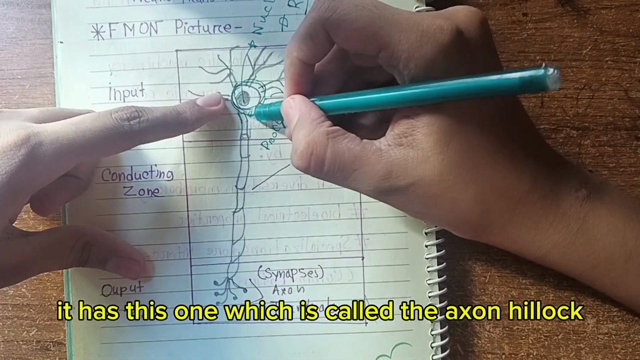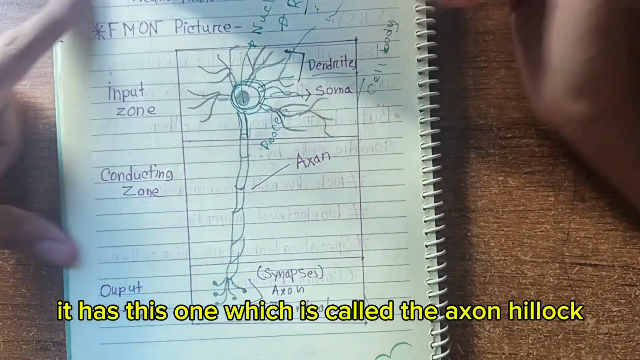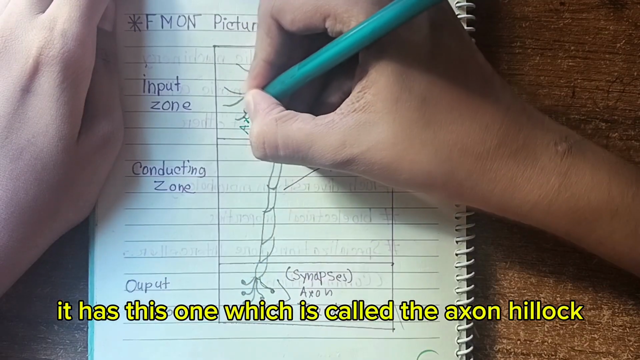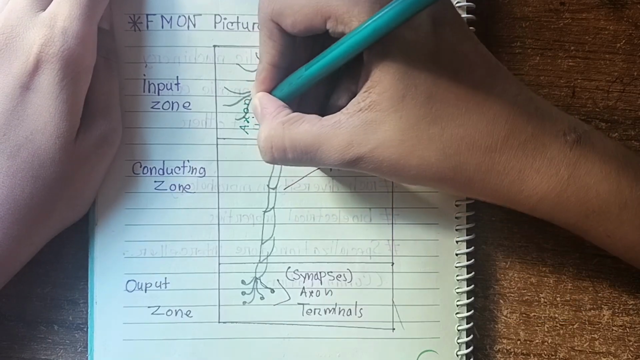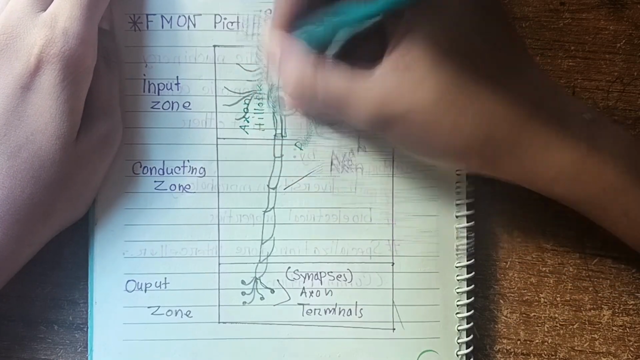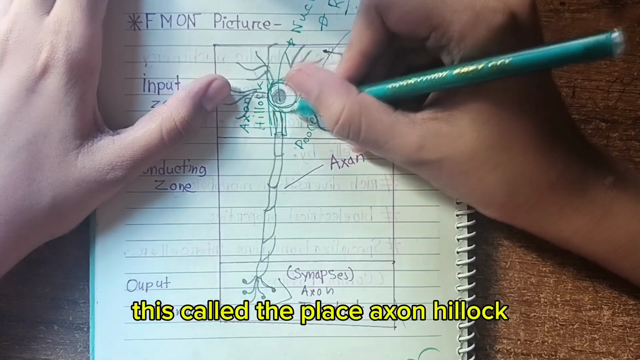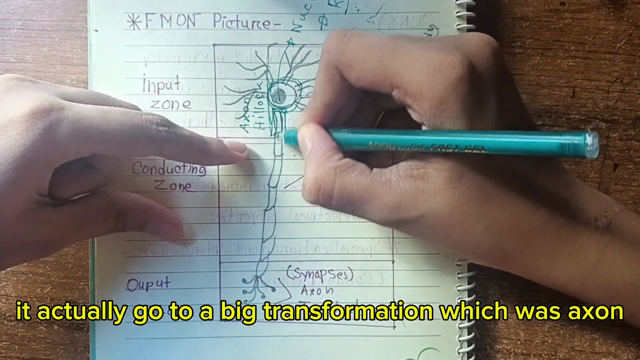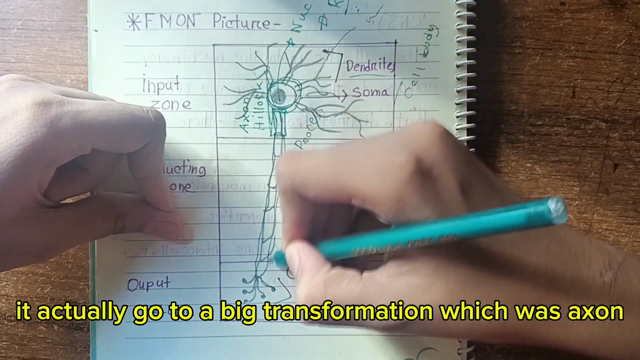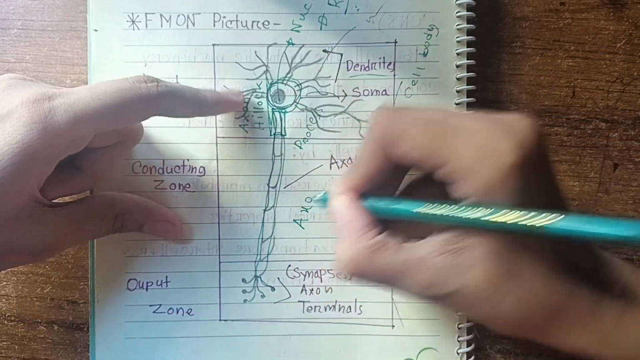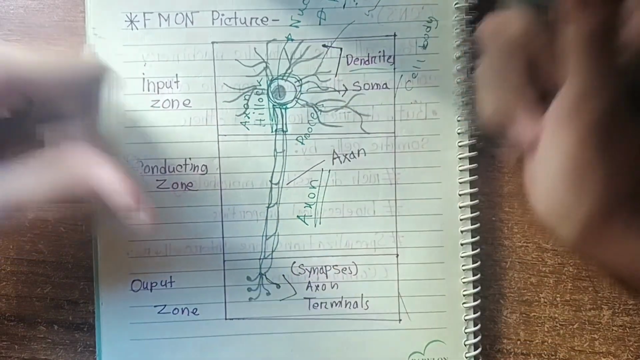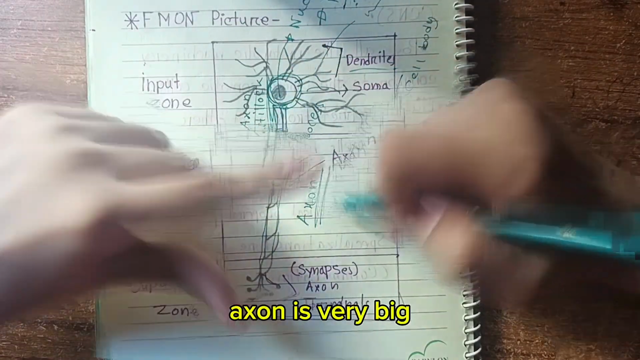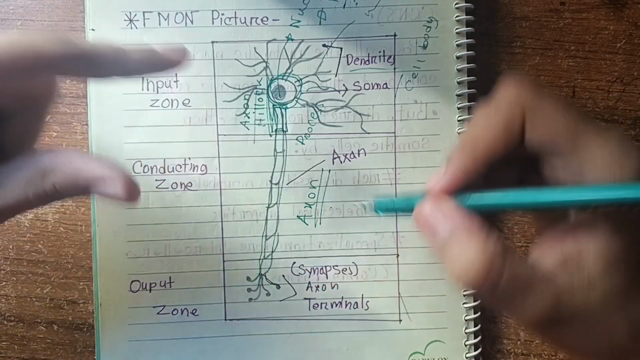After it, there is this part, which is called the axon hillock. Over here, it goes through a big transformation, into the axon. The difference is that the axon hillock is very small, and the axon is very big.